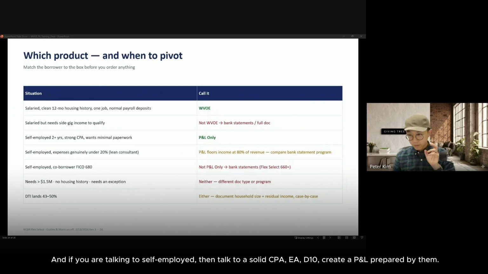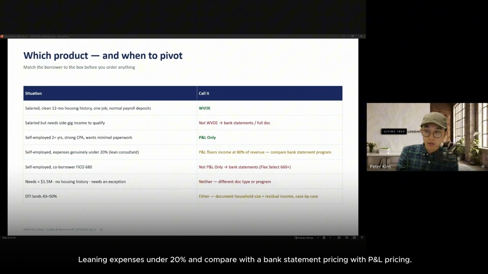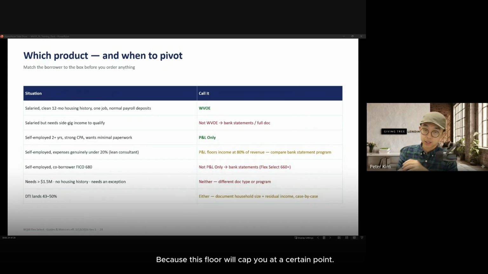And if we are talking to self-employed borrowers, then talk to a solid CPA, EA, or PTIN holder and create a P&L prepared by them. Keep expenses lean, under 20%, and compare bank statement pricing with P&L pricing, because this floor will cap you at a certain point. Under 700 scores, don't even consider P&L. Immediately go to bank statement options.